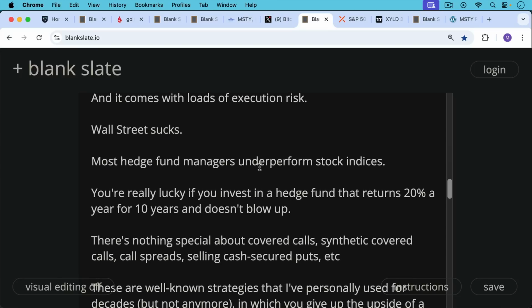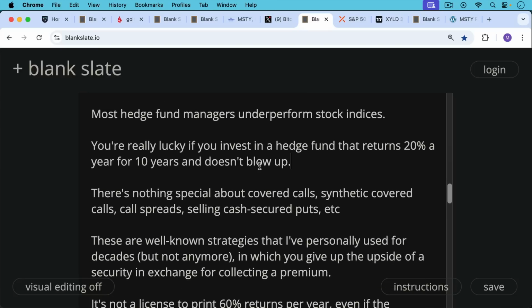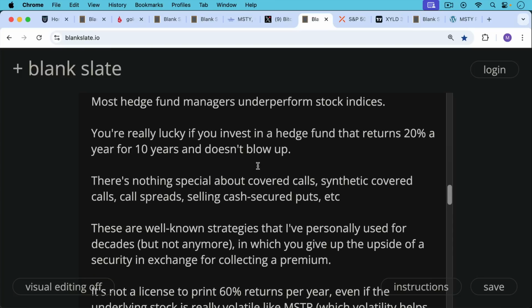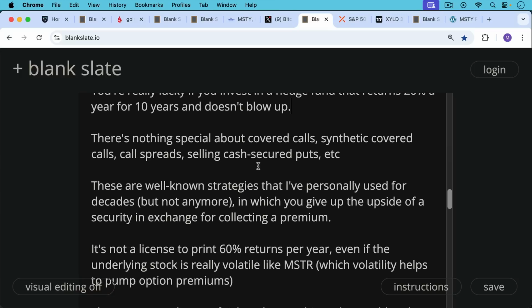There's also nothing special about covered calls, synthetic covered calls, call spreads, selling cash secured puts, which are really the same thing as covered calls. These are well-known strategies that I've personally used for decades, but not anymore, not since I discovered Bitcoin. And in these strategies, they are structured such that you give up the upside of a security in exchange for collecting a premium. And there's nothing wrong with that. This is how options work. But covered calls and these related strategies are not a license to print 60% returns or 100% returns or whatever you want.